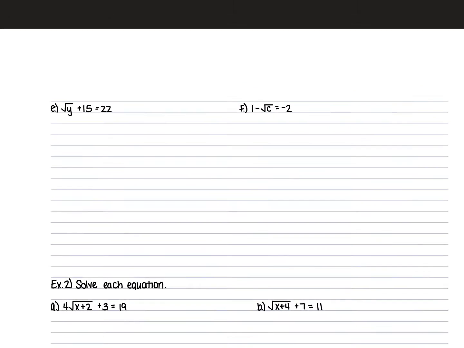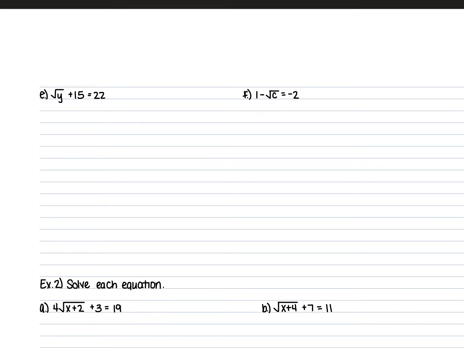For example E, we have the square root of y plus 15 is equal to 22. For this one, we are going to subtract the 15 from each side. This leaves us with the square root of y is equal to 22 minus 15, which is 7. From here, we're going to square both sides, so raise each side to the second power. This is going to leave us with y is equal to 7 squared, which is 49.